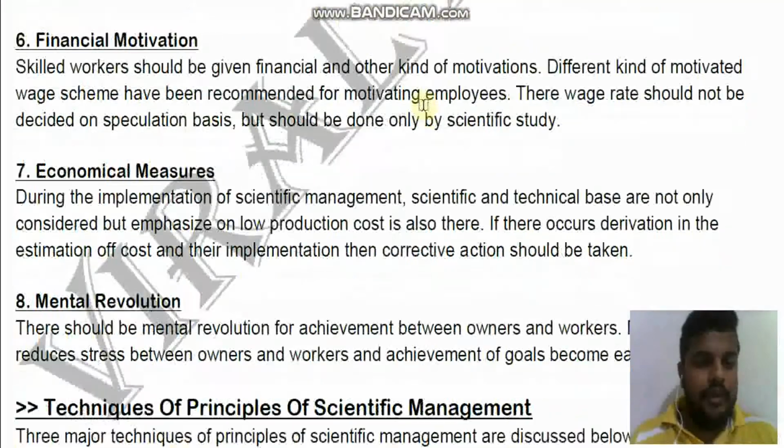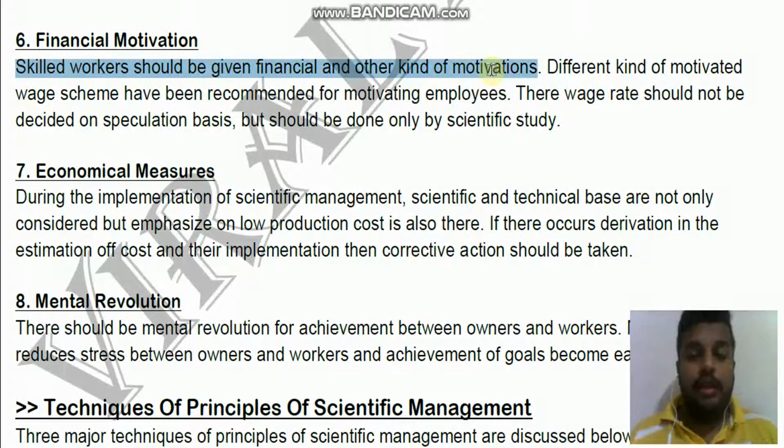Clear? Next is financial motivation. Skilled workers should be given financial and other kinds of motivation. Different kinds of motivating wage schemes have been recommended for motivating employees. Means skilled workers should be given financial and other kinds of motivation, so it would motivate them to work regularly and efficiently, and other employees will also look towards them and work properly.